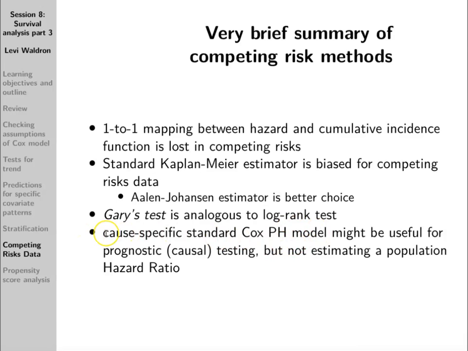It is possible to fit a cause-specific standard Cox proportional hazards model that would just treat all of the competing risks as censoring events, and that might be useful for prognostic testing, that is, just predicting survival probability, but not for estimating a hazard ratio in the population.